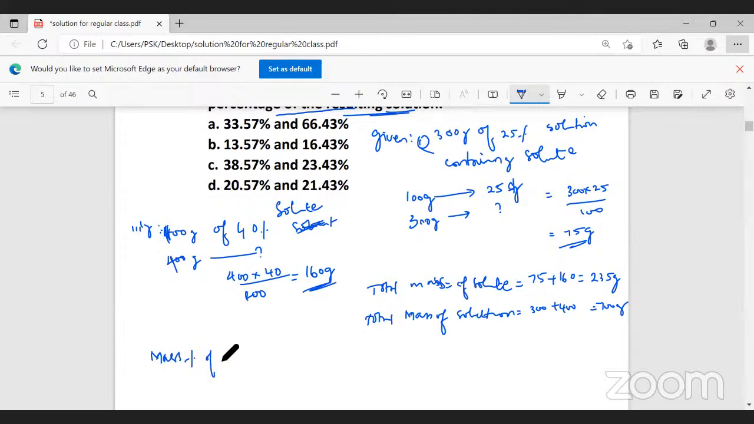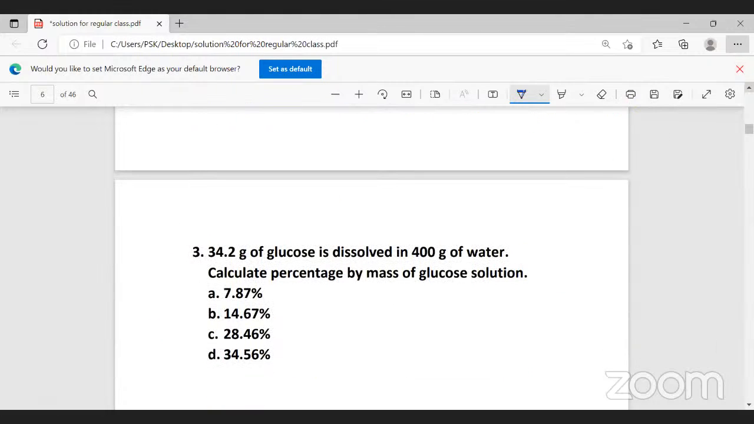Mass percentage of solute. Tell me, how do I work it out? The formula we worked earlier: weight of solute divided by weight of solution, into 100. So at 700 into 100, that will give you 33.57%. This is the mass percentage of solute.